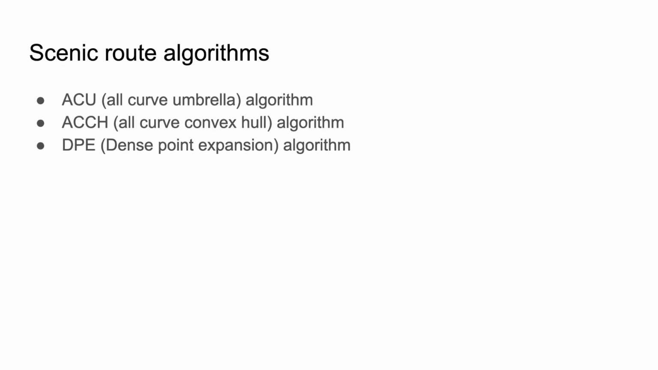We have introduced 3 new algorithms: the all-curve umbrella algorithm, the all-curve convex hull algorithm, and the dense point expansion algorithm. The all-curve umbrella algorithm and the all-curve convex hull algorithm work on the set E, comprising the shortest edge belonging to each scenic path, and the set S, which is the set of all endpoints of all edges e that belong to the capital E. So the algorithms work with this set of edges E.